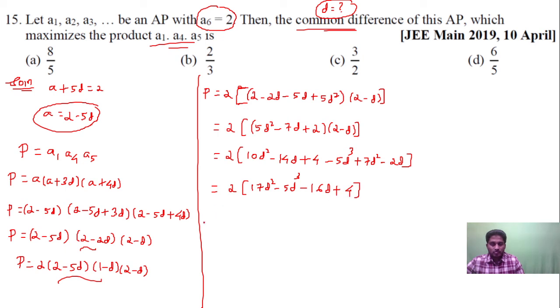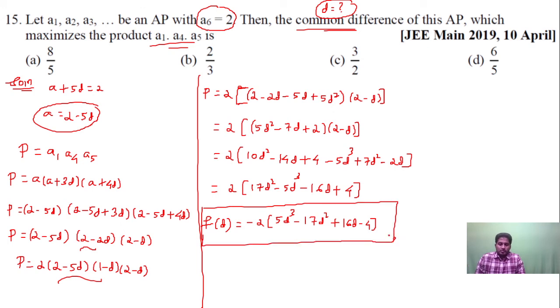Now if I differentiate, so this is a function of d, right? So I'll take f of d is equal to, function of d is equal to minus, you take outside, this will be equal to 5d cube minus 17d square plus 16d minus 4. This is f of d. I should find the value of common difference which will maximize this product. Okay, now if I use maxima and minima, f dash of d, I'll find the first derivative.